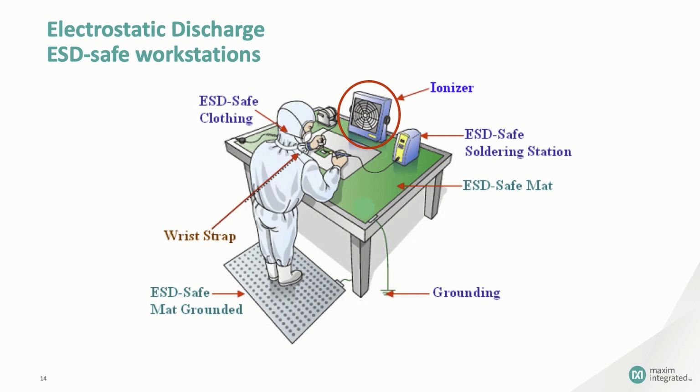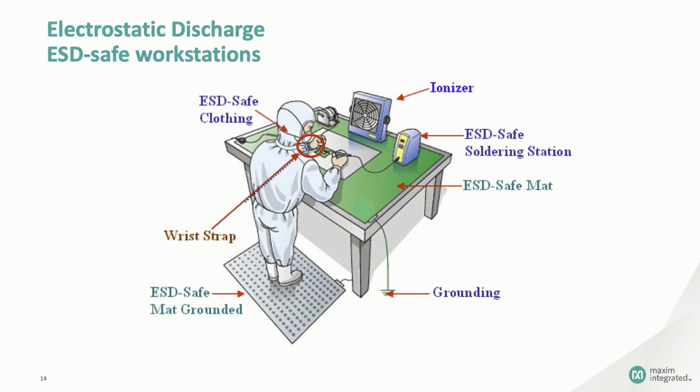Okay, so that's the stuff around you, but what about you? Well, first, wear a wrist strap. The human body is quite electrically conductive, so a wrist strap that connects your body to the grounding system through a large resistor is sufficient to dissipate any charges you may have accumulated as you walk up to the workstation.